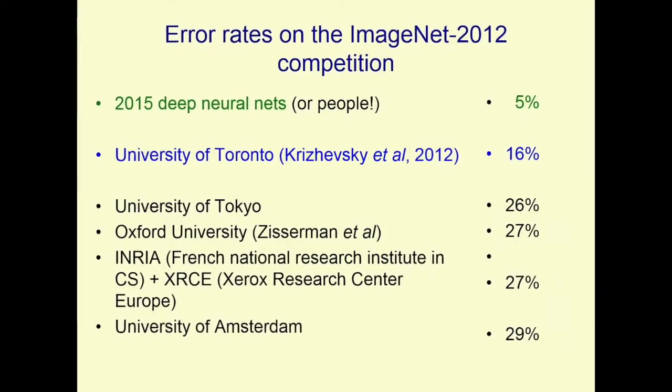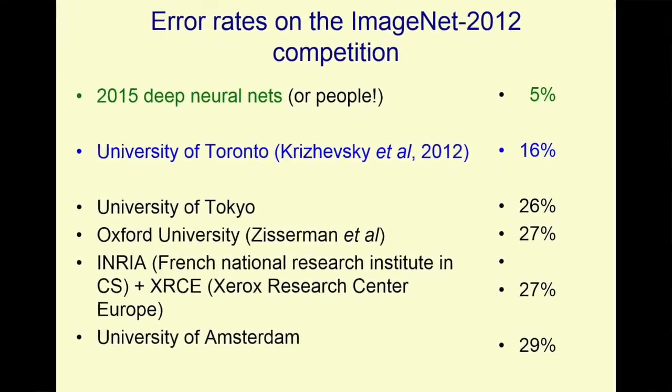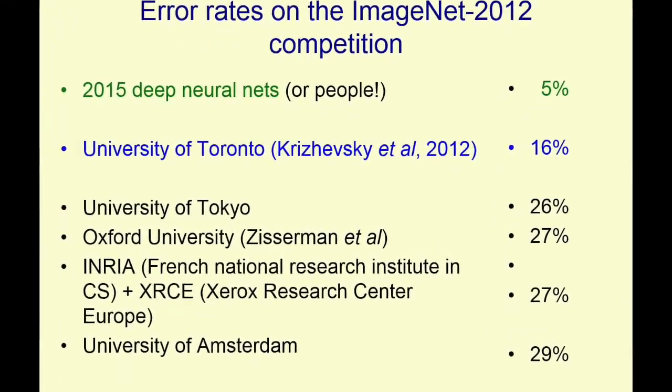And people saw that, and they finally read the writing on the wall. I think they couldn't read the writing on the wall before because they weren't using neural nets. Now, the error rate is down to 5%. In fact, this slide is a few days old. It's now 4%. So it's amazing the progress there's been.